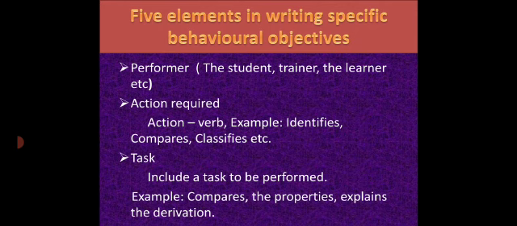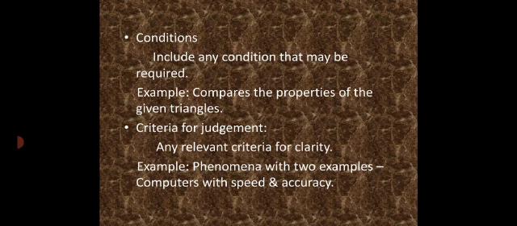Fourth, conditions, which gives a full sentence, for example, compare the properties of a given triangle, or compare the set notations and set language. These are all the conditions. Fifth, criteria for judgment, any relevant criteria for clarity. For example, explains the phenomena with at least two examples, or computes with speed and accuracy.